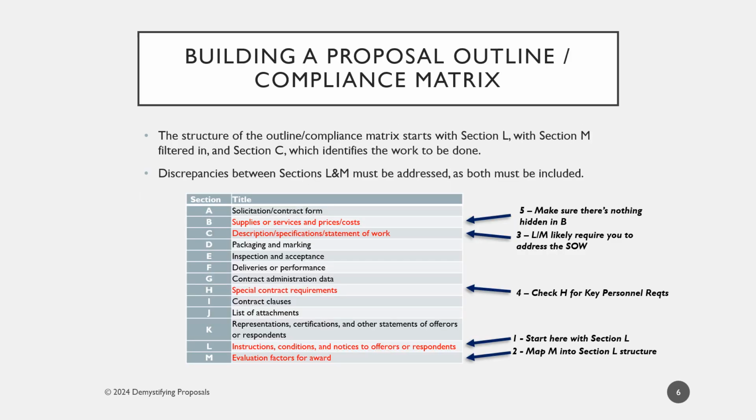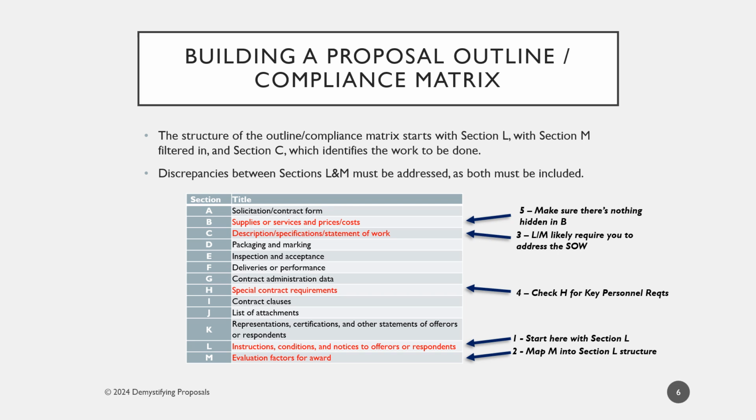The structure of the proposal outline, or the compliance matrix, starts with Section L, and then Section M is filtered in, and then Section C, which identifies the work to be done, is added in the appropriate section. Discrepancies between Section L and M must be addressed, as both must be included. So if there's something in Section M that isn't included in Section L, you need to find an appropriate place in your outline to include it.